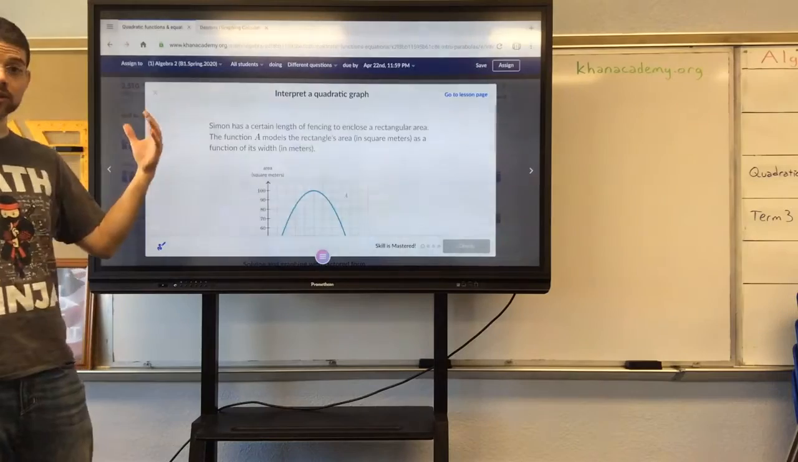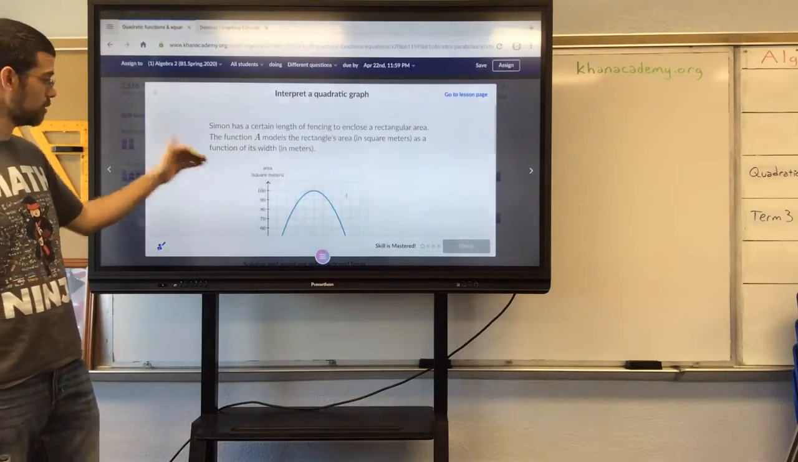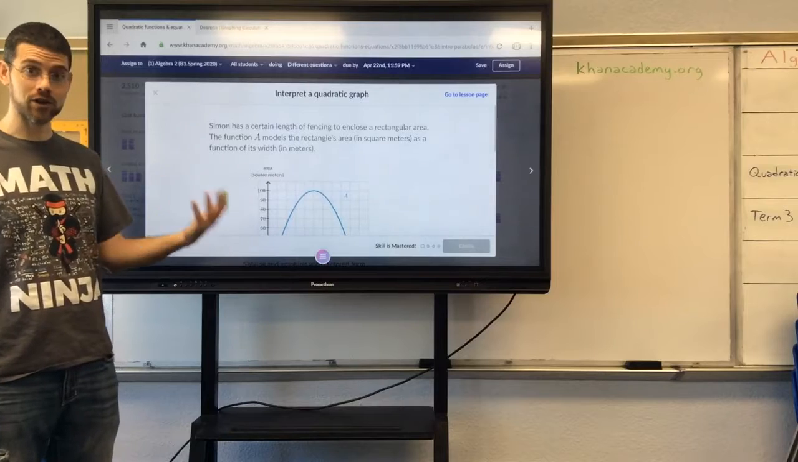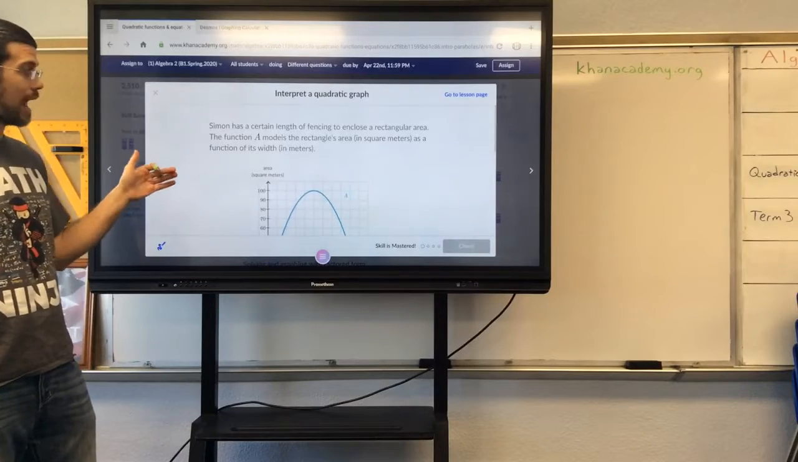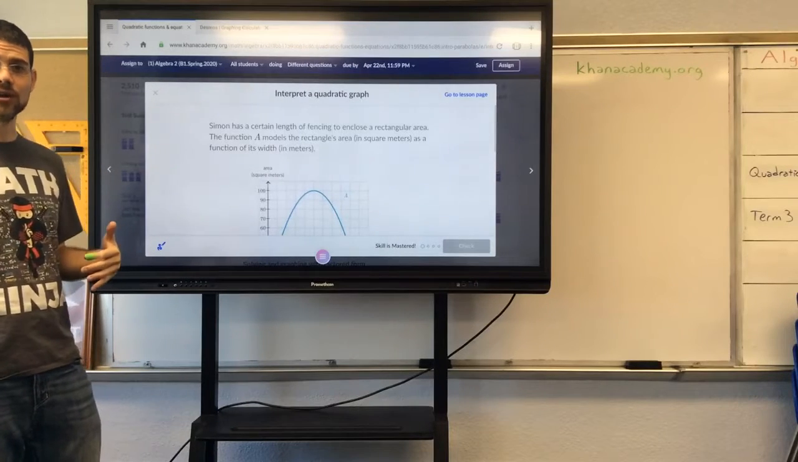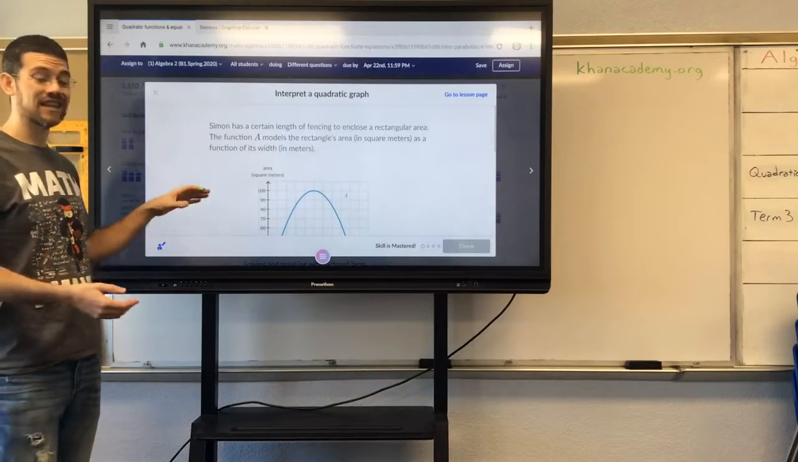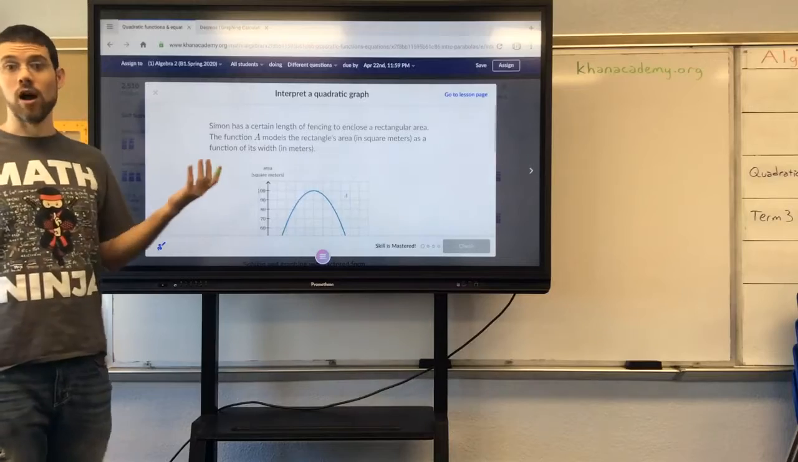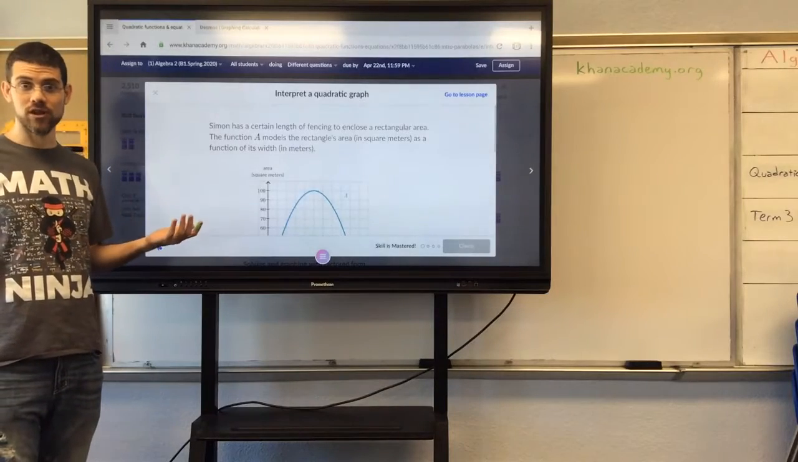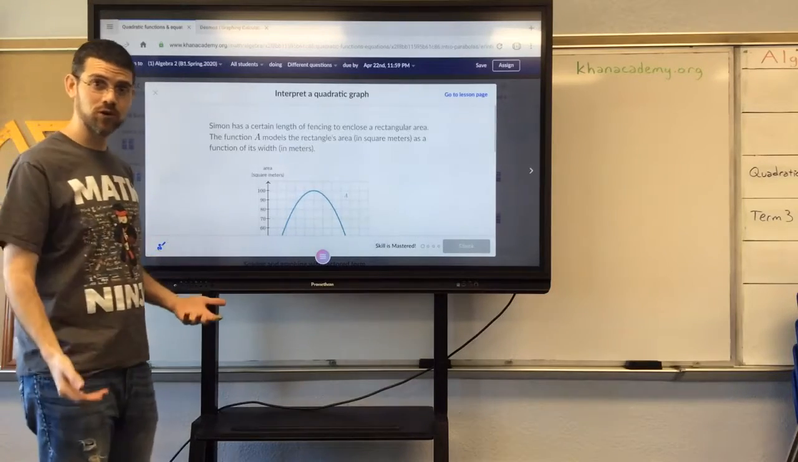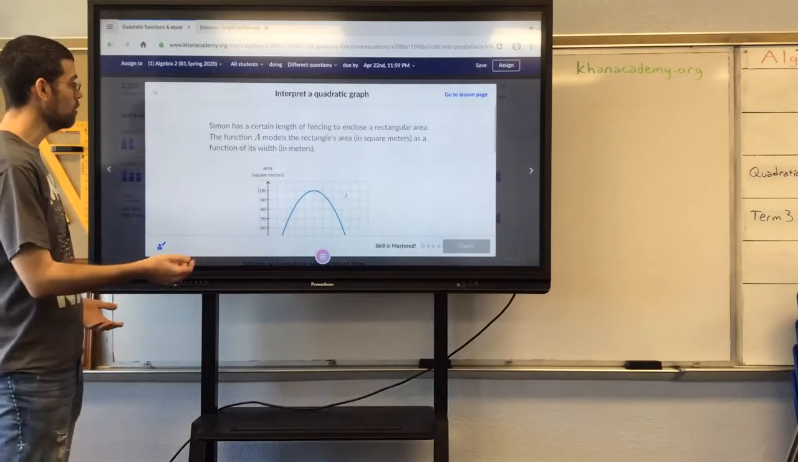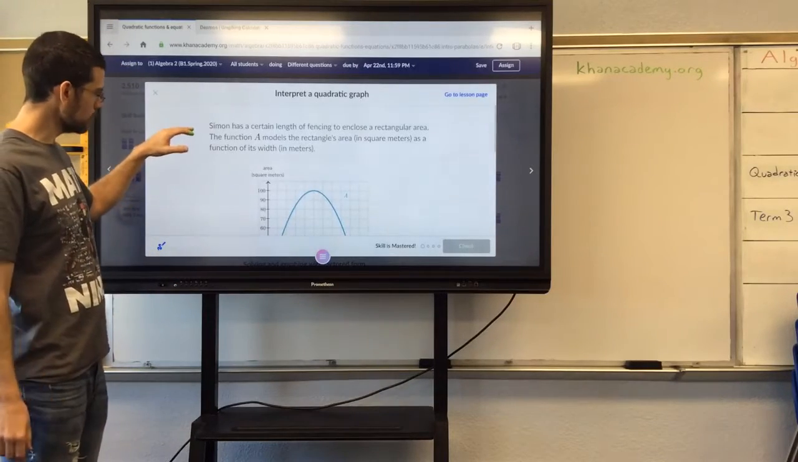So they give us a contextual problem and a graph of a parabola that is a graph of a quadratic function. And so we're asked some questions about what these things mean in the context of problems, which is why it's important to learn this stuff in the end, because it's useful to model things that actually happen in the world. So let's read this.